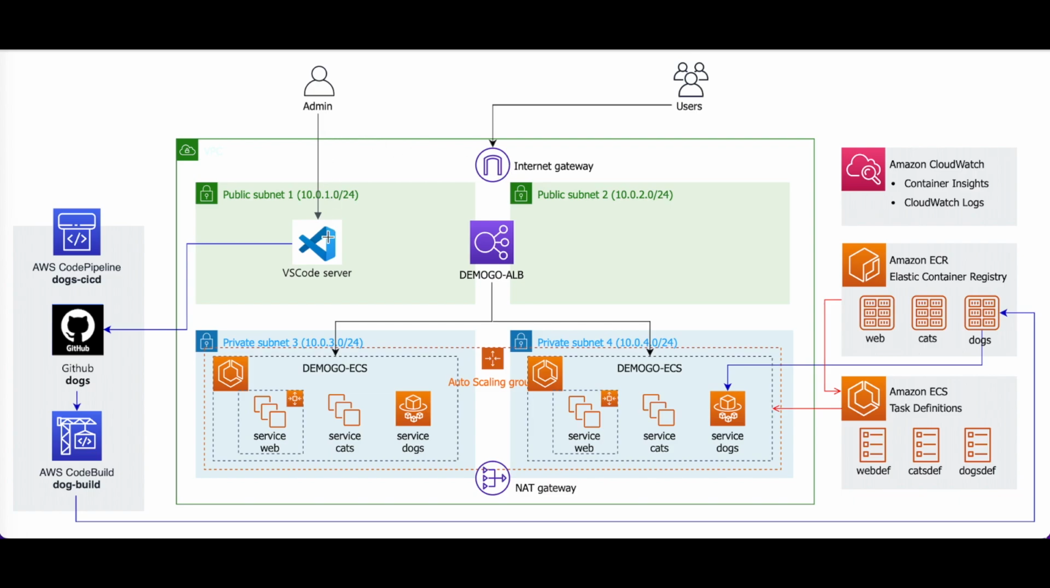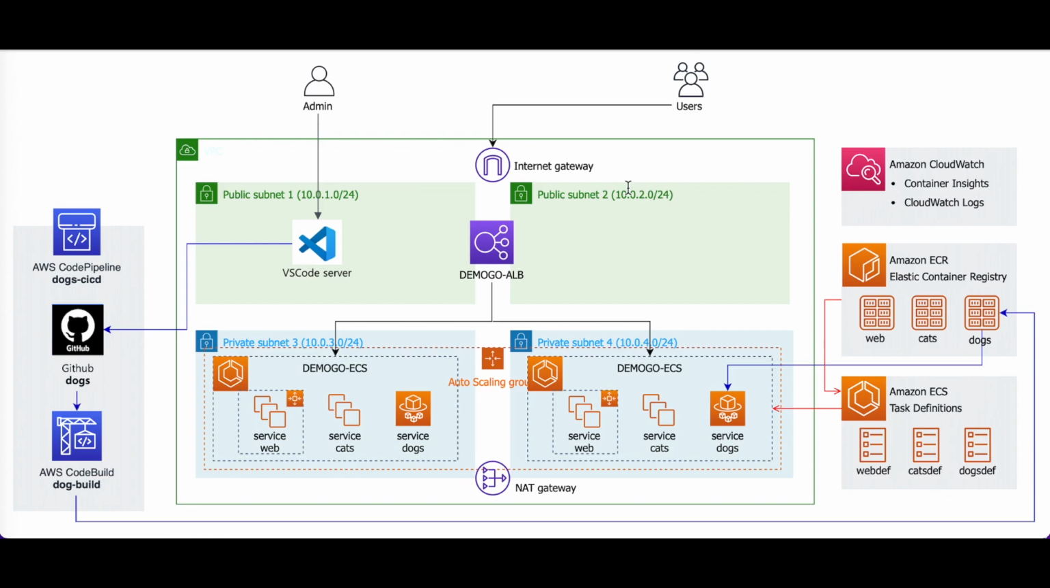Then we'll create an admin user for VS Code. We'll also use CodePipeline connected to GitHub, created from CodeBuild, to push our code updates to our ECR registry, which you'll see we'll create a version 2 registry. But we also create task definitions for ECS. And this is an overview of the architecture.